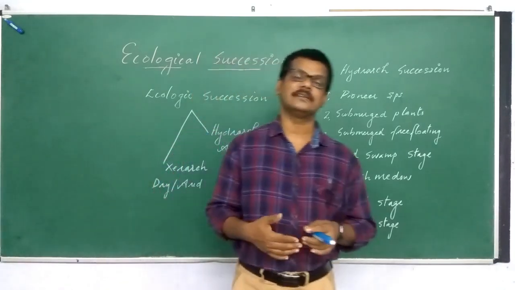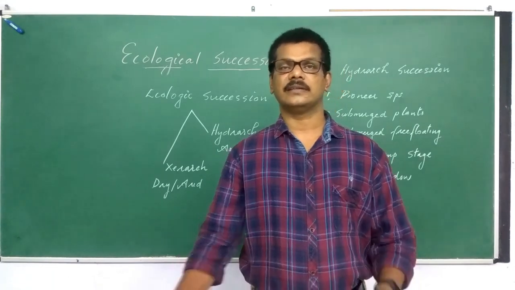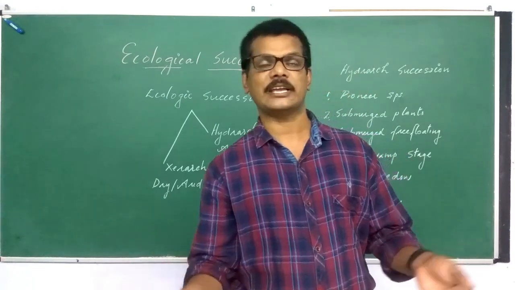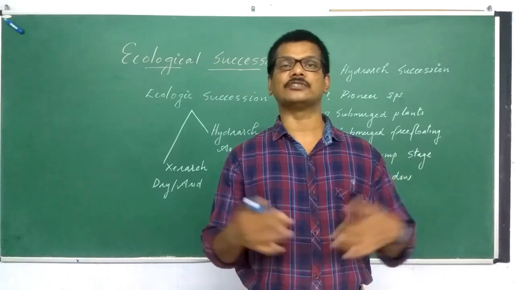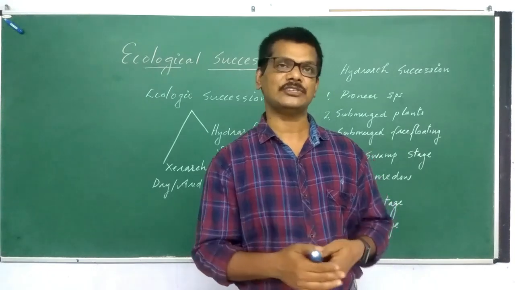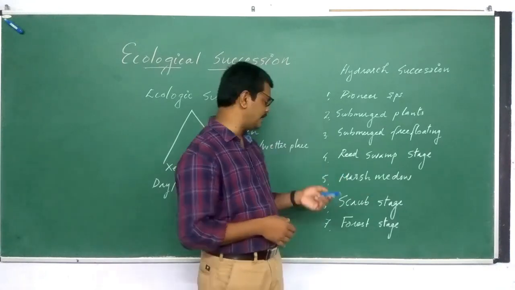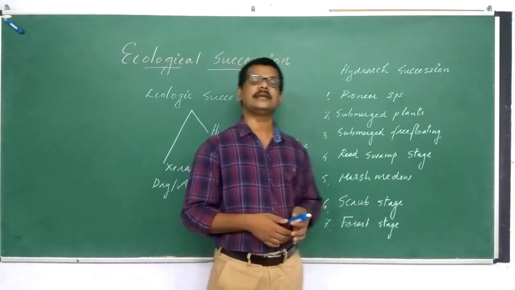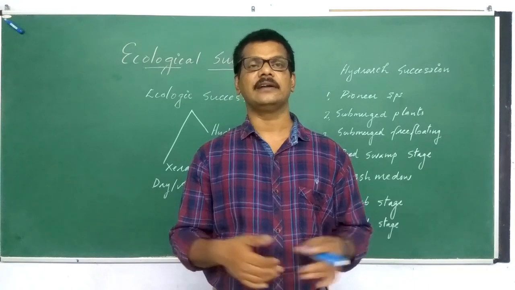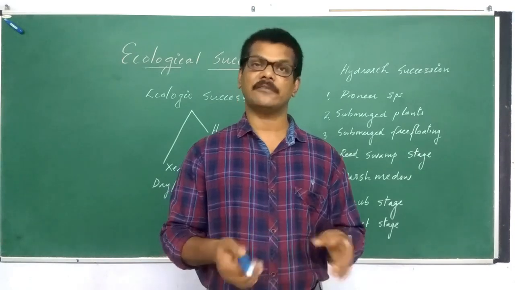Again, as time passes, the depth of the water body further decreases. There is no standing water there. Soil formation takes place further, and enough soil is available. So the community also shows a gradual change: the marsh meadow grasses are replaced by comparatively larger perennial species. This turns into a scrub stage where different types of shrubs, along with a set of animals, live in that area.